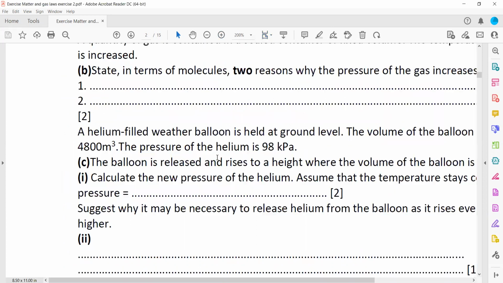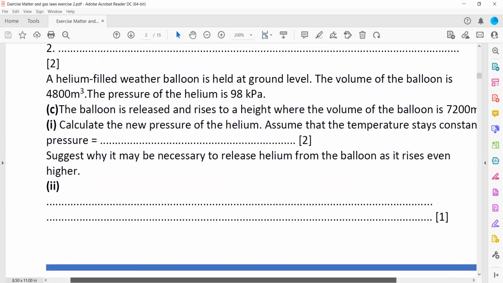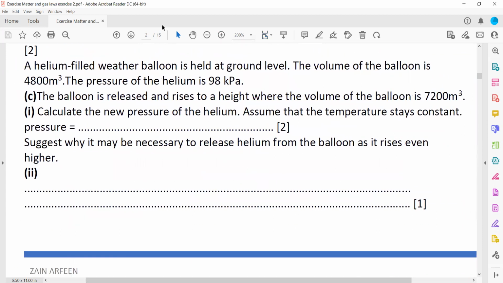In part C, a helium-filled weather balloon is held at the ground. The volume of the balloon is 4,800 meter cube. So that is the initial volume. And the pressure of the helium is 98 kilopascal or 98,000 pascal. That is the initial pressure. The balloon rises to a height where the volume of the balloon is 7,200. So that is the second volume. The question is: calculate the new pressure. So how can we work out the new pressure?